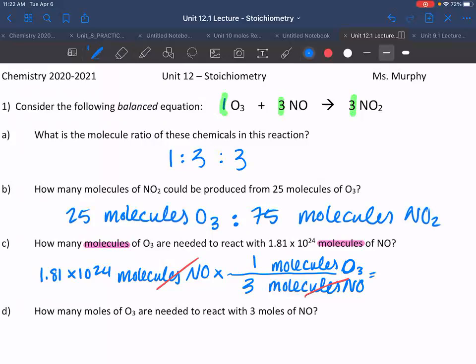Put that in your calculator, and you would get 6.0 times 10 to the 23rd molecules O3. That would be your answer.